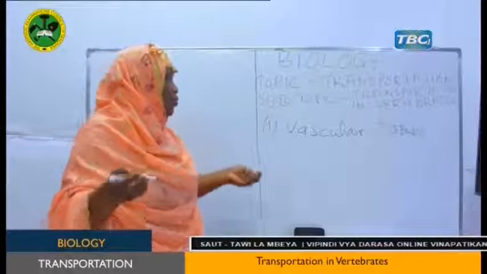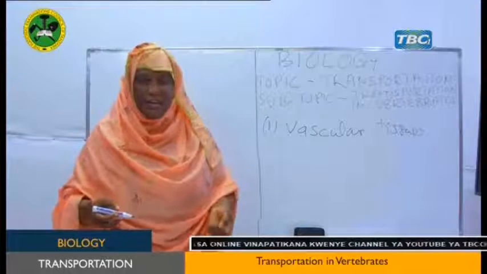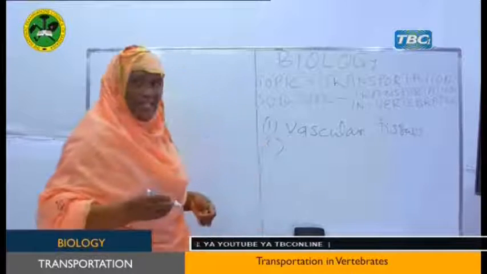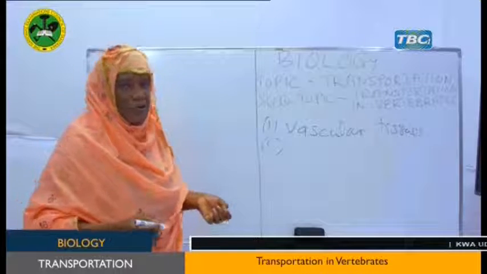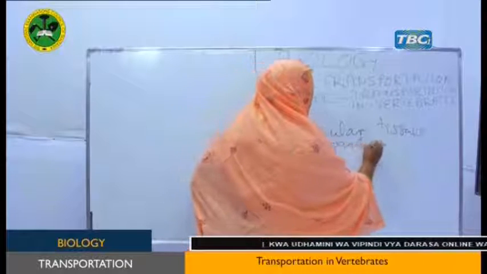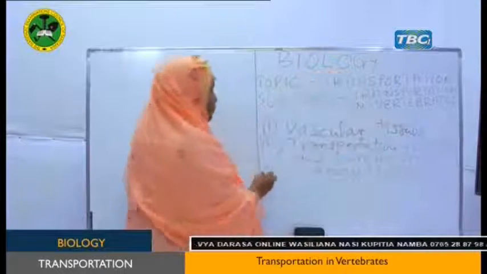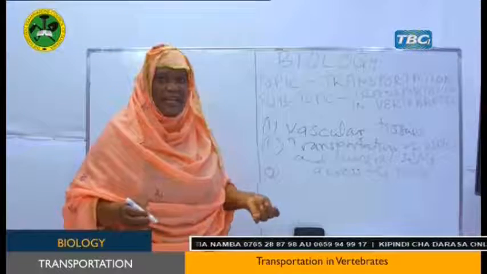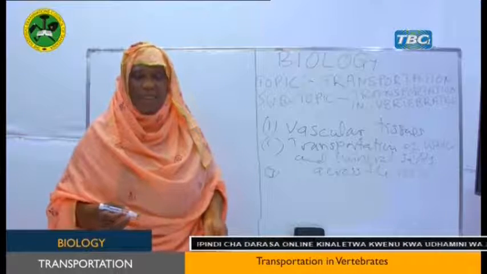We discussed the adaptation of each vascular tissue to its function. After that, we discussed the transportation of water and mineral salts across the roots. Apart from that, we also identified and described 3 pathways of water conduction and mineral salts.